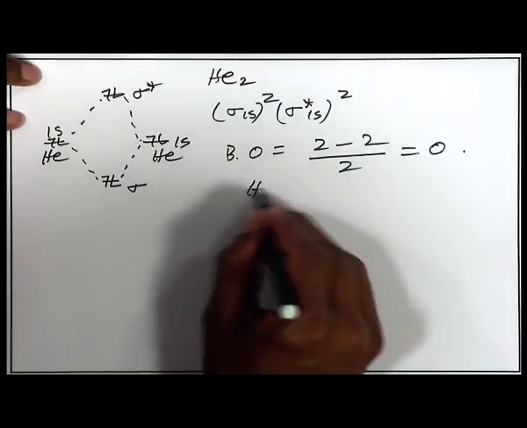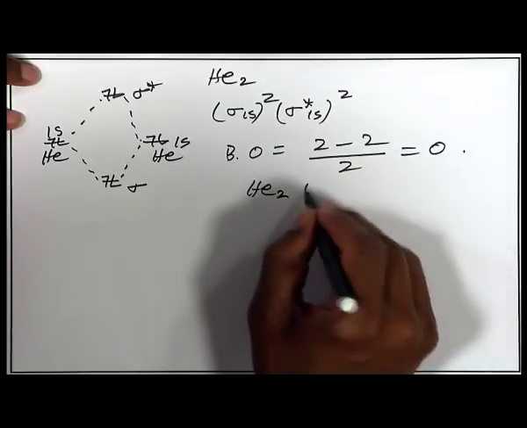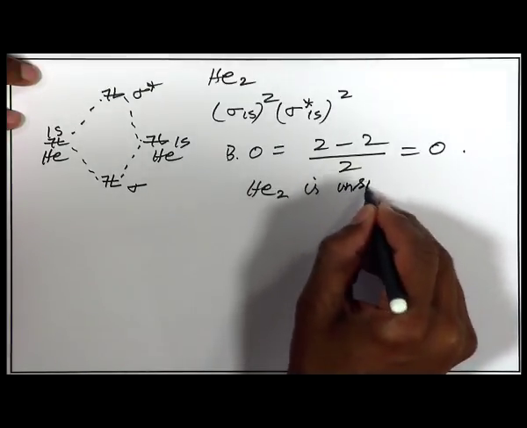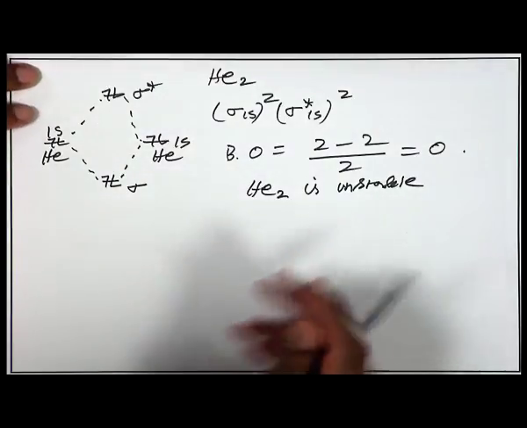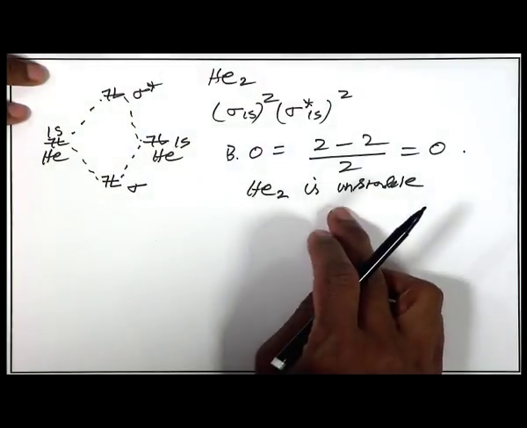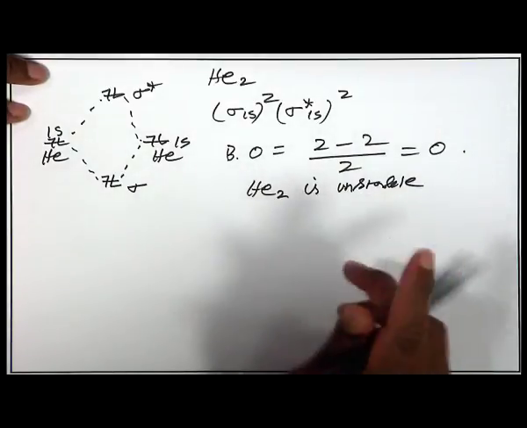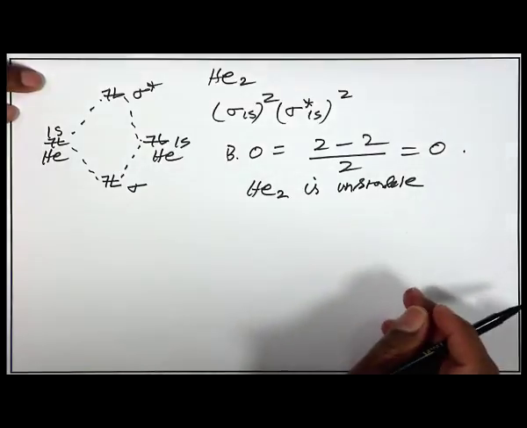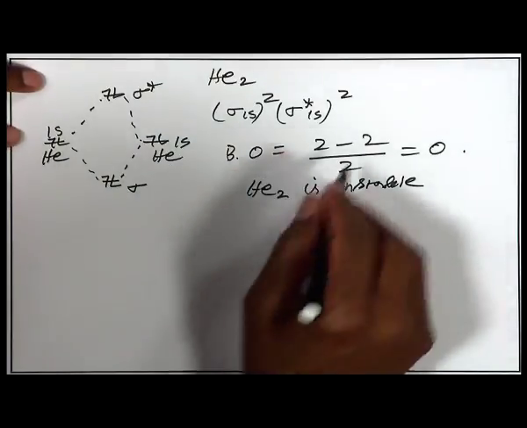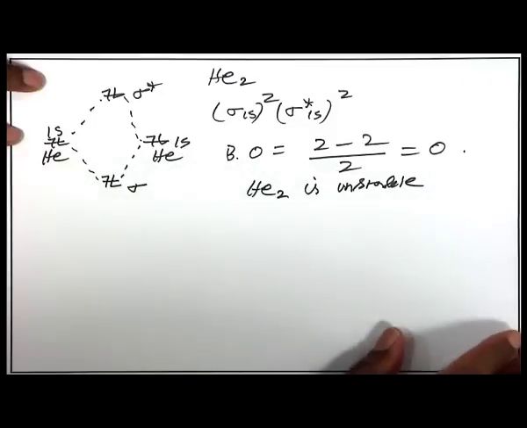So, He2 is unstable. That means it does not exist, and that is true, it is experimentally found that it does not exist. So, there is no He2 molecule in the world, because there is no bond between 2 helium atoms. So, this is the molecular electronic configuration. Let us see another molecule.